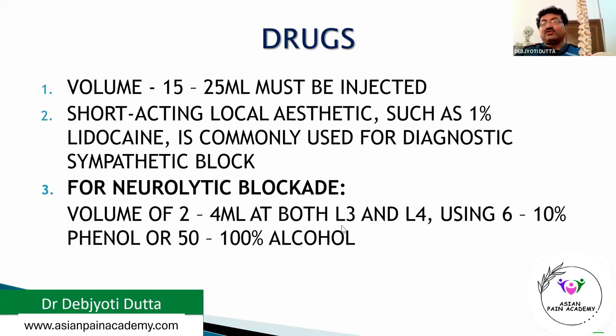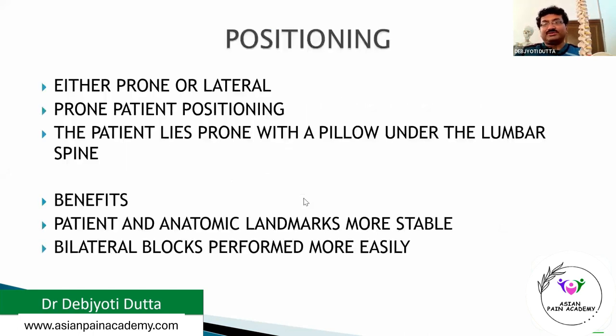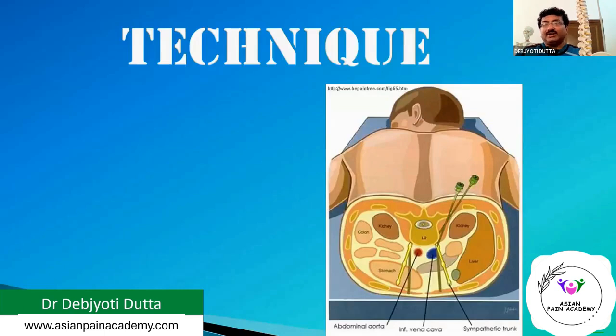For neurolytic, 2 to 4 ml, both at L3 and L4, using 6 to 10% phenol is commonly used. So these are the drugs we need to inject, and then we have to come out. If you are injecting neurolytic, if you are using alcohol especially, then before giving alcohol you have to give the local anesthetic injection. If you are giving phenol, there is no need to give an analgesic beforehand. Then you inject 6% phenol, then a very small volume, 0.5 ml of normal saline, so that the needle is washed of phenol, and then take the needle out.